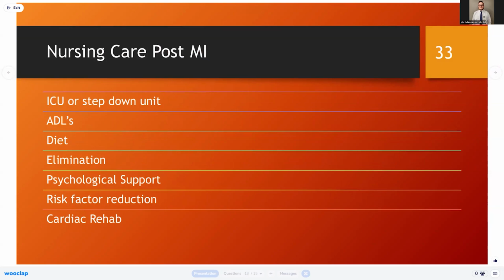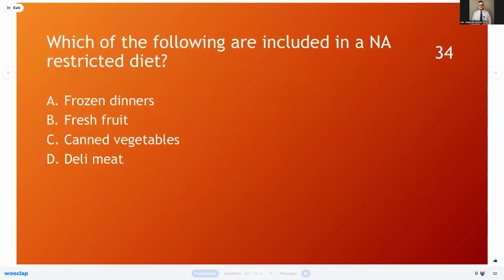So after a heart attack, nurses are thinking, are they having surgery? Are they having a procedure done? Are they going to be in the ICU? Are they going to be in another unit? We've got to think about discussing activities of daily living. How functional are they? Can they do stuff without working their heart up too much? Changing their diet, making sure they're able to pee and poop, for everybody. Psychological support, in the sense of I just had a heart attack, I almost died, those kinds of things. Risk factor reductions along with exercise, what exercise they can tolerate. Things like cardiac rehab.